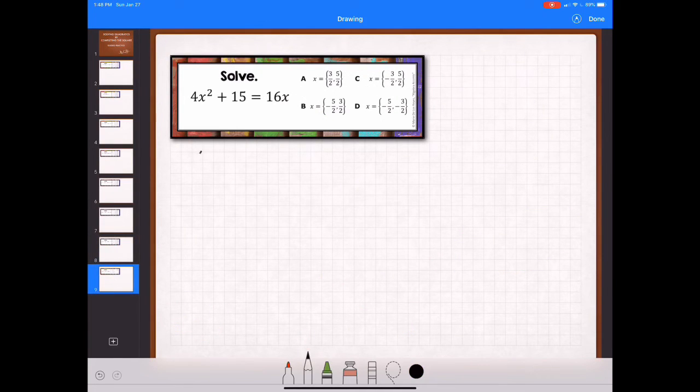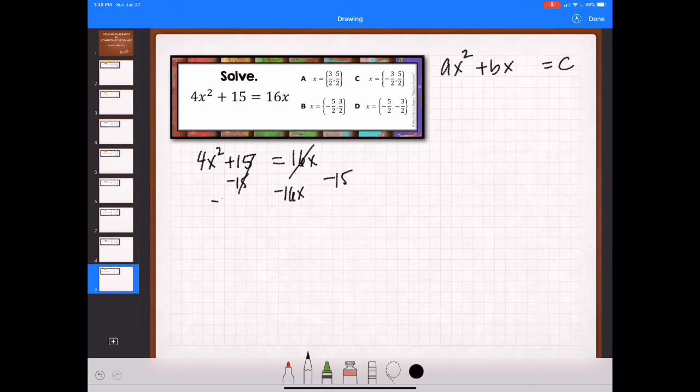Okay, so in this example, 4x squared plus 15 equals 16x. The x term is on the right side. We don't want it to be on the right side. We want our terms to be ordered so that the x squared term and the x term are on the left side and the c term is on the right side. So we're going to move things around before we even start. So I'm going to subtract 15 so I can move my c term, and I'm going to subtract 16x. So now I have 4x squared minus 16x equals negative 15.